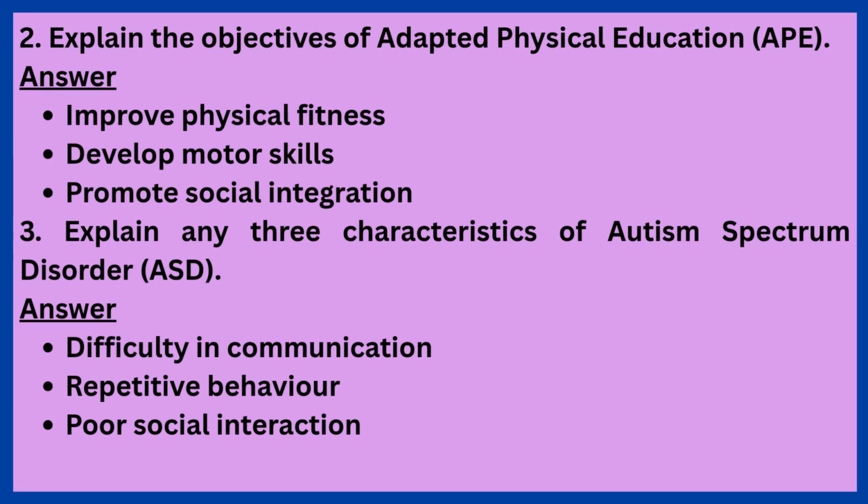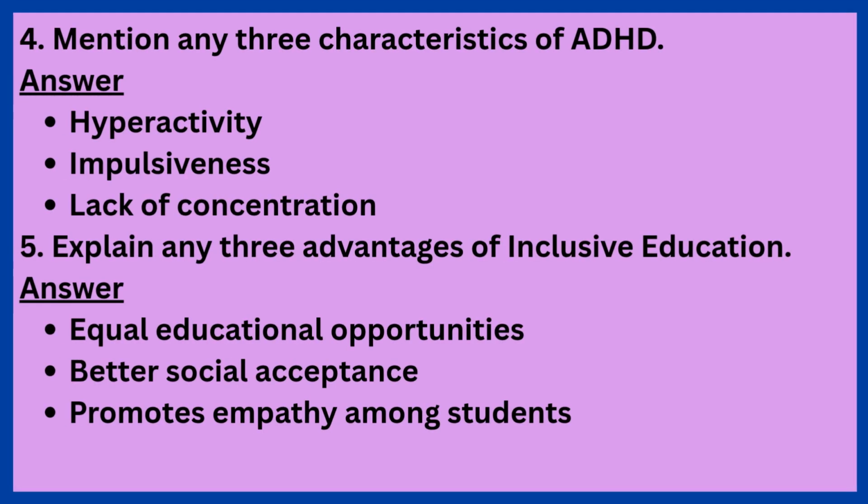2. Explain the objectives of adapted physical education, APE. Improve physical fitness. Develop motor skills. Promote social integration. 3. Explain any 3 characteristics of autism spectrum disorder, ASD. Difficulty in communication. Repetitive behavior. Poor social interaction. 4. Mention any 3 characteristics of ADHD. Hyperactivity. Impulsiveness. Lack of concentration.